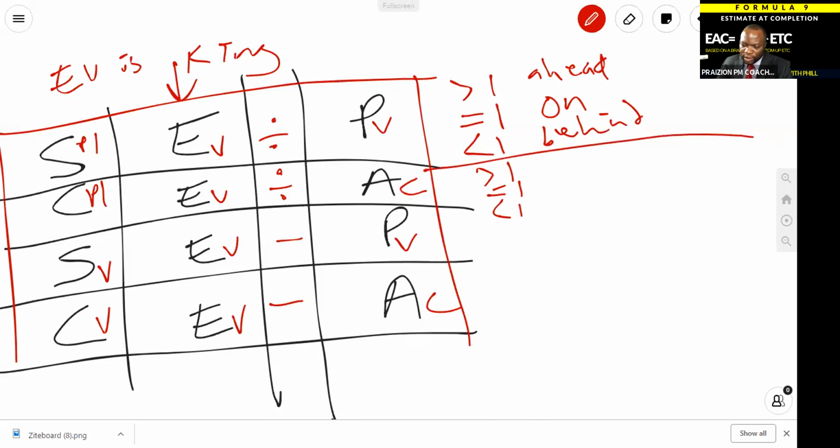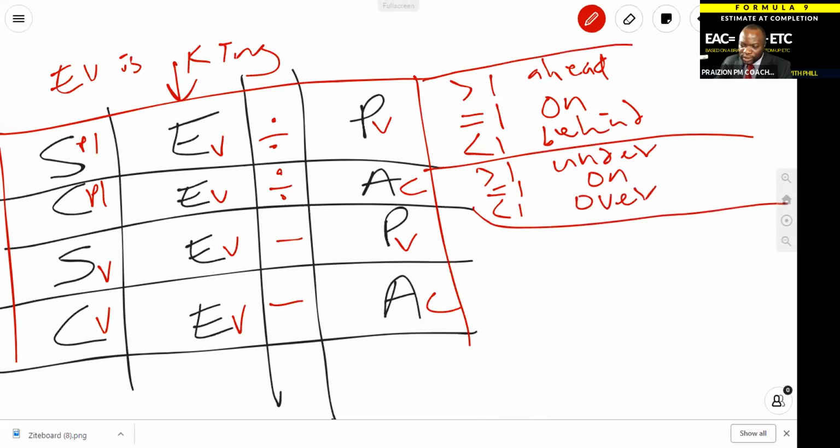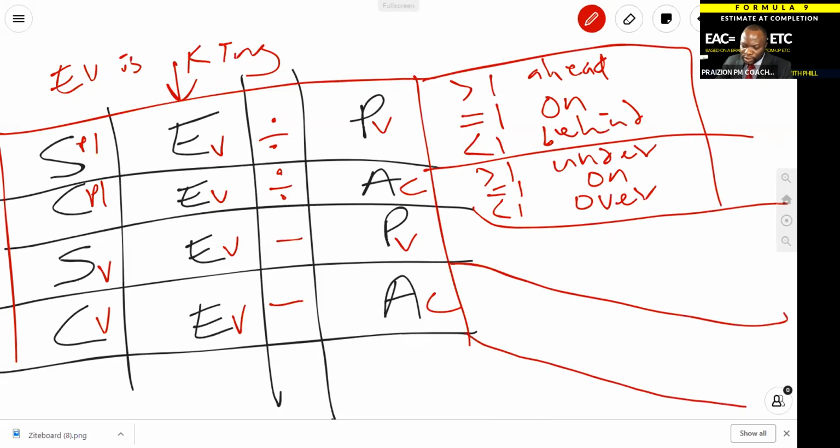Okay? In terms of the cost, greater than 1 means you are under budget. Equal to 1 means you're on budget, and less than 1 means you are over budget. So these are going to help you answer questions on the exam. When it comes to the variances, greater than 0 in terms of schedule means you are ahead.